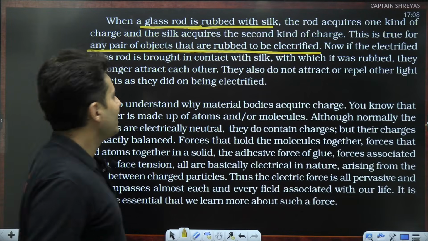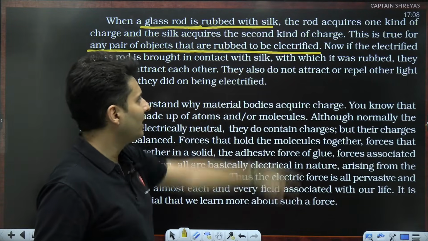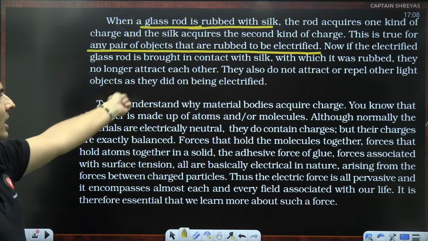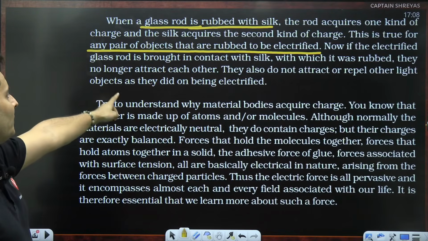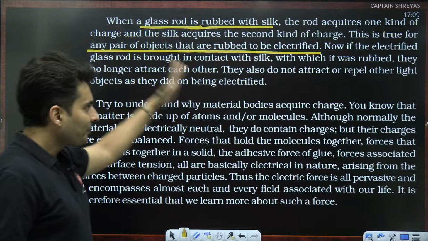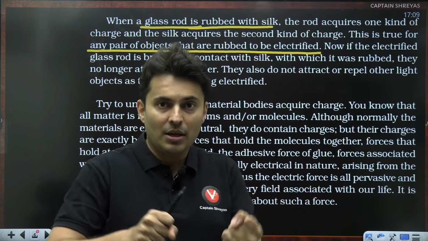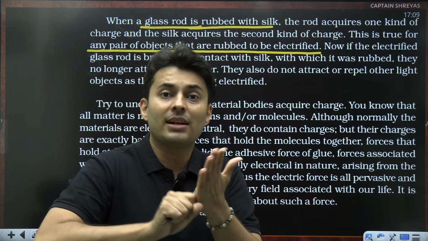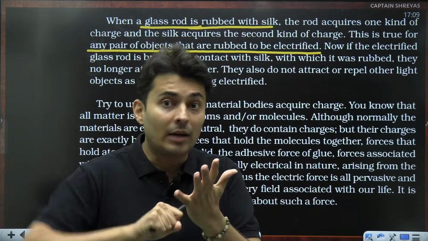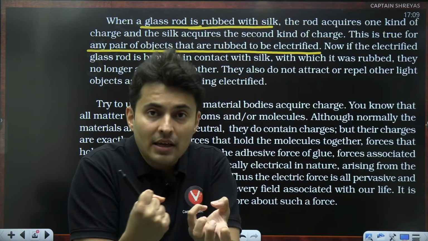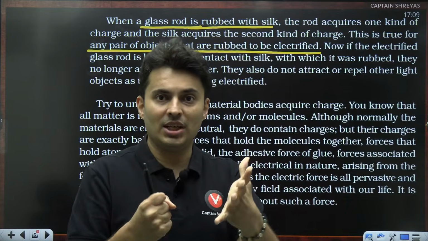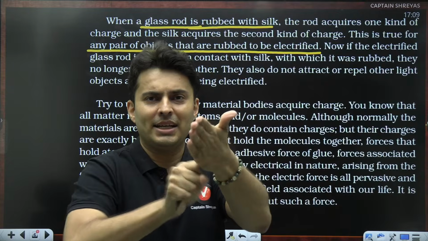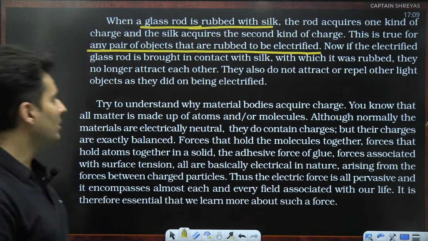Okay. So you will see that if the electrified glass rod is brought in contact with the silk with which it was rubbed, they will no longer attract each other. They will also not attract or repel other light objects as they did when electrified. If you just bring them close without rubbing, they will not attract or repel. It's only after rubbing that they get electrified. That means that the rubbing action was involved in electrification. Just by taking that glass rod near that cloth, it will not do anything. Rub it, then the electrification process happens.